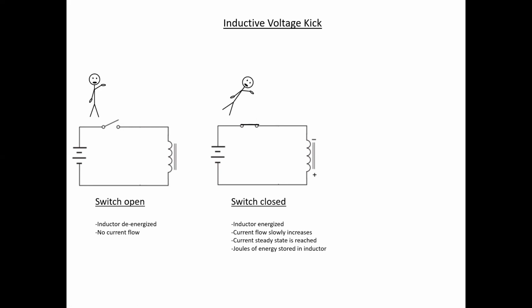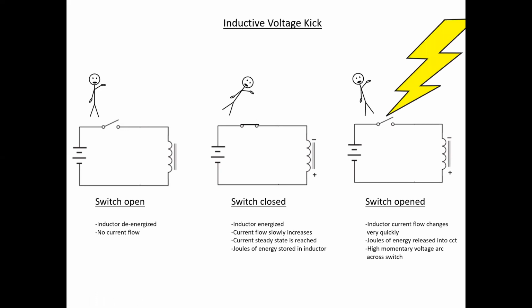So once we open the circuit, we're going to get an extremely high voltage. And that voltage is going to be all of the joules of energy being discharged from the inductor because of the rate of current flow changing so quickly down to 0. So that voltage will be impressed across the item that opened the circuit. And so this would be known as the inductive kick. It's a high momentary voltage arc across the switch. And that can cause significant damage to equipment, as well as cause injury or death if it was large enough.